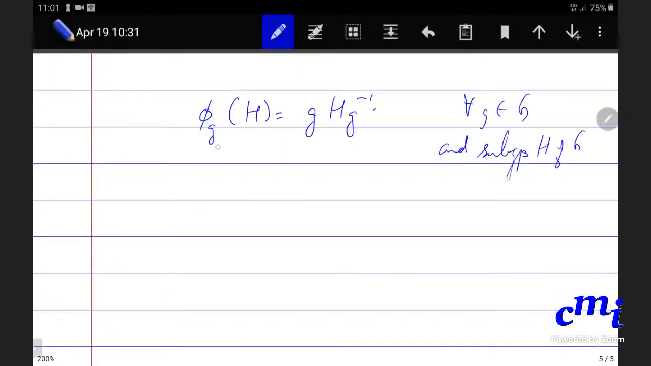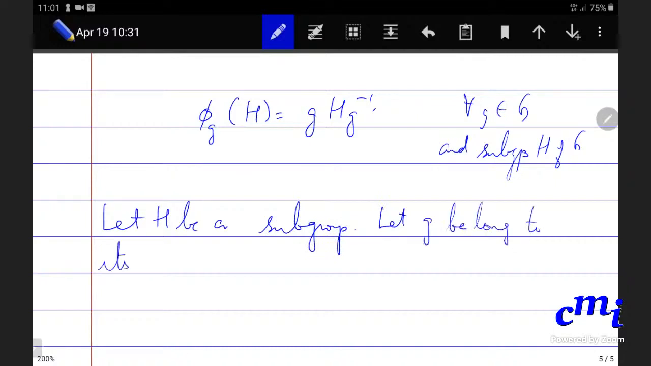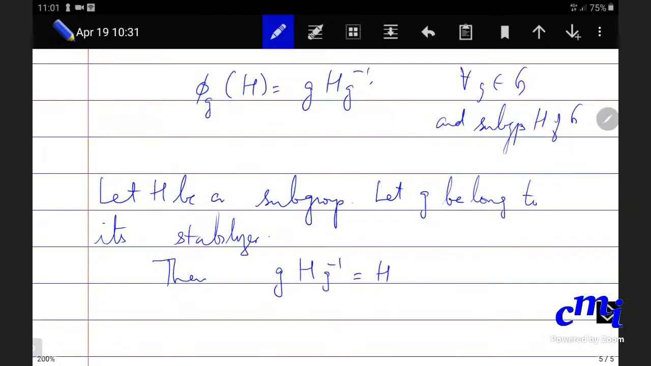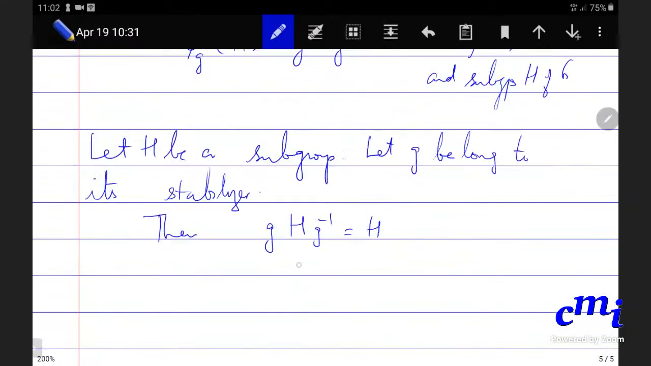Now, what is the orbit? It's all the conjugate subgroups, sort of by definition. What is the stabilizer? Let H be a subgroup. Let G belong to its stabilizer. Then G H G inverse is H, and that means that GH is equal to HG.